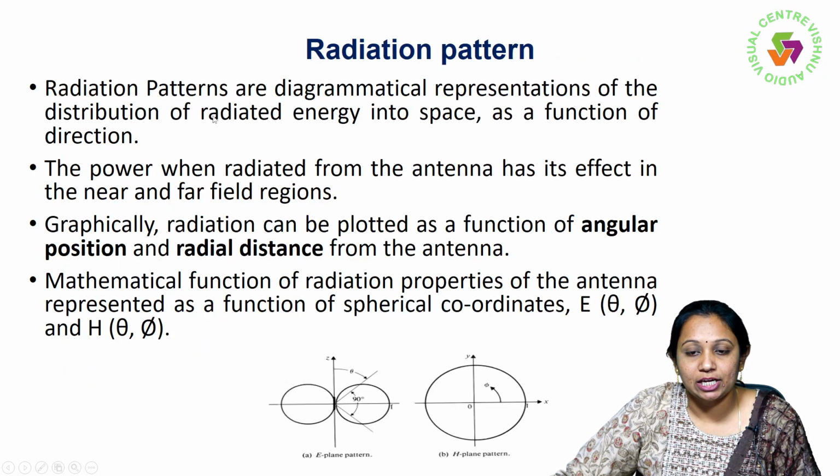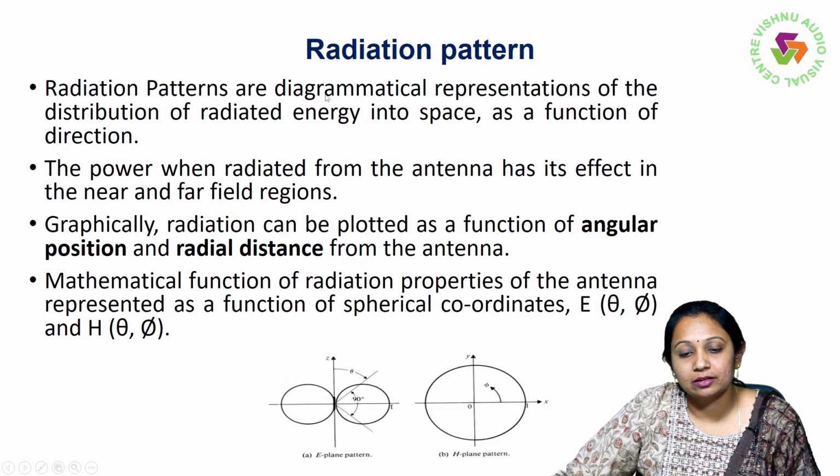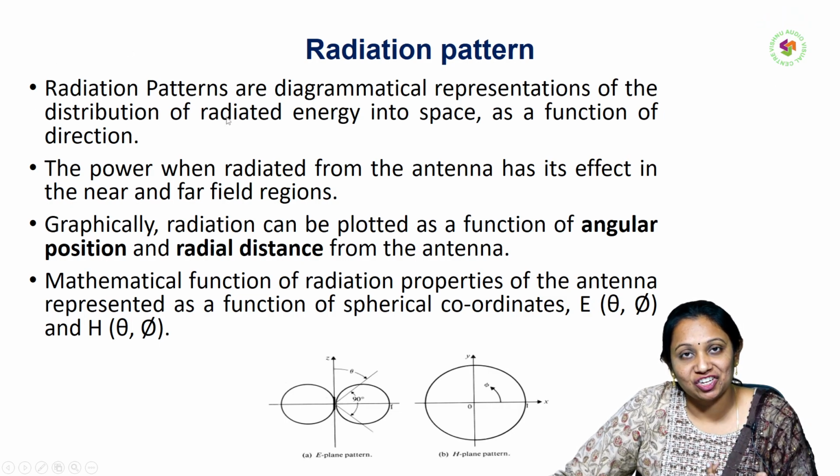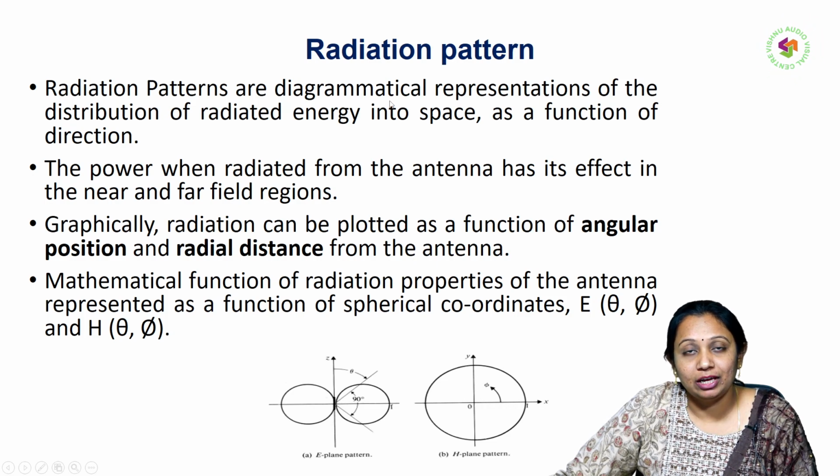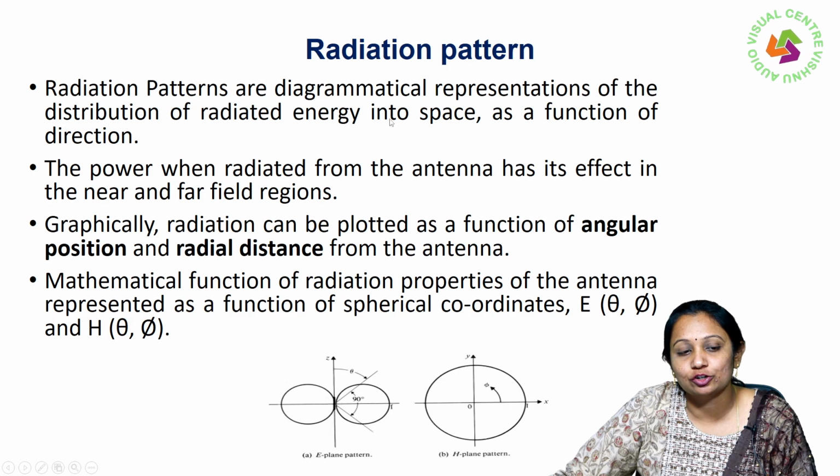Then what is the radiation pattern? Simply, the radiation pattern is a diagrammatical representation of the distribution of radiated energy into space. Let us say the antenna is considered as a transmitter, transmitting some energy into free space. We need to represent it in picture or diagrammatical form, so we can say the radiation pattern is nothing but the diagrammatical representation of the radiation coming out from the antenna, the radiated energy into space, as a function of direction.